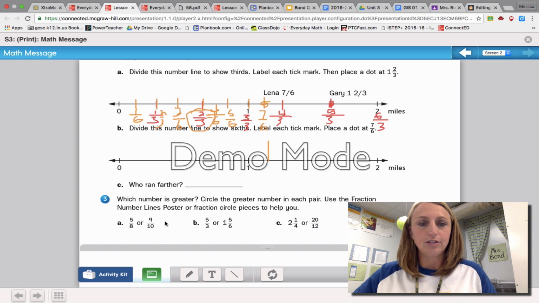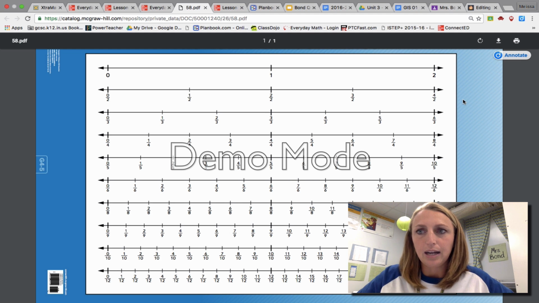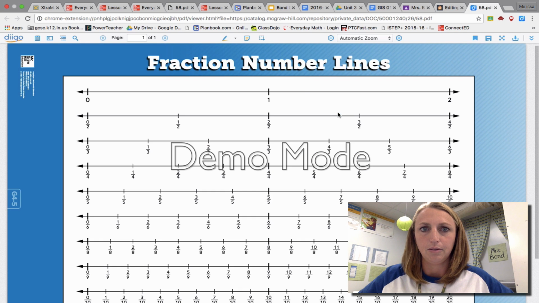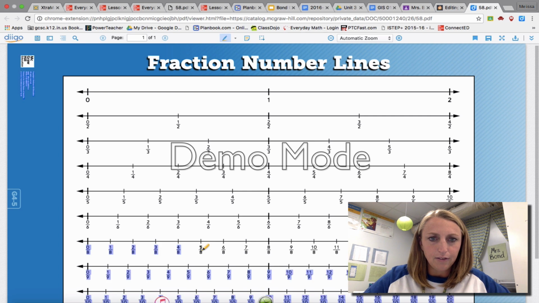Let's look. 5/8 or 9/10. So I'm going to go to my poster and we're all just going to use this. And we're going to have to remember, here's my, there we go. 5/8. I'm going to look here. Here's the eighths, and here is my 5/8.